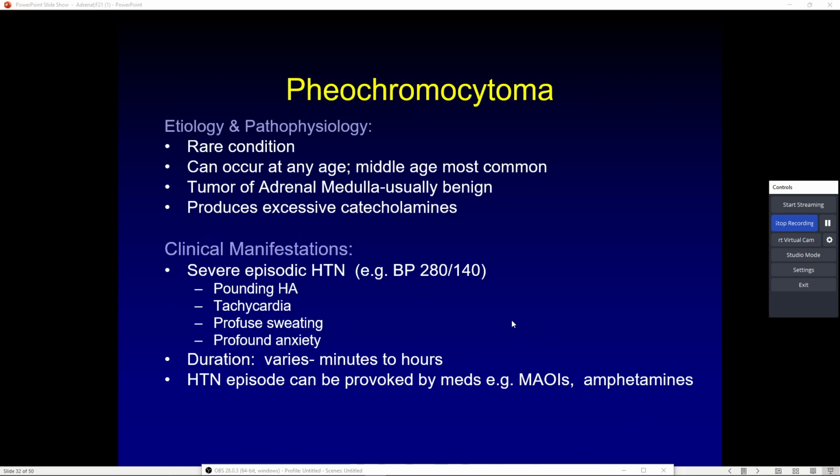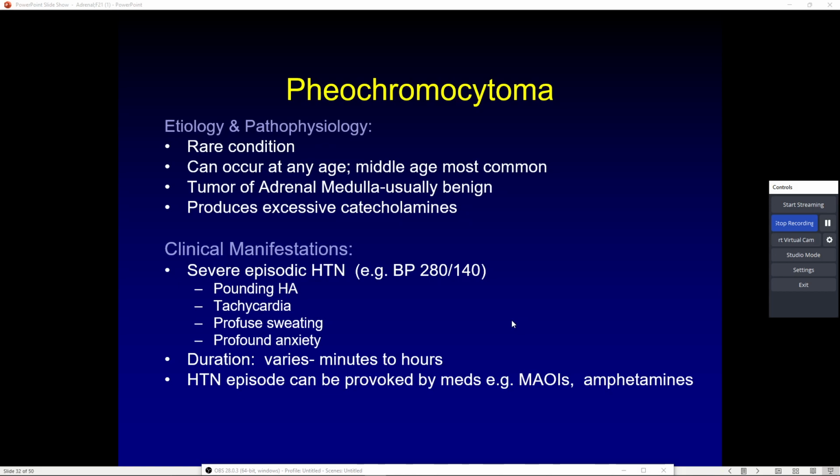Pheochromocytoma. So let's talk. I don't know a ton about it. I do know what it is. It's a rare condition, any age. Tumors on the adrenal medulla. The adrenal medulla oblongata is not a thing, by the way. Usually benign, but what it does is it releases excess catecholamines, specifically epinephrine and norepinephrine.